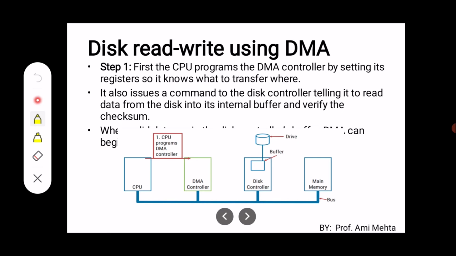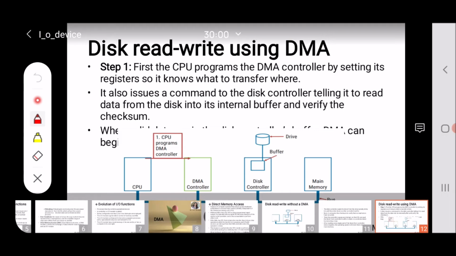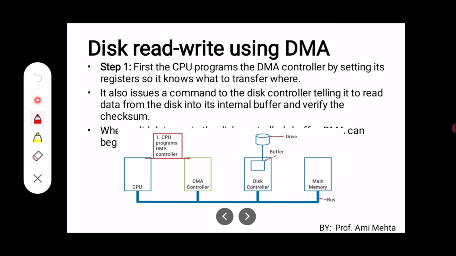So basically DMA is actually programmed by the CPU, but the CPU hands over some tasks to the DMA. Firstly, the CPU programs the DMA controller with what its registers have to do and where to transfer, and it also issues a command to the disk controller telling it to read data from disk into its internal buffer and verify the checksum. So the first task handled by the CPU is programming the DMA controller.